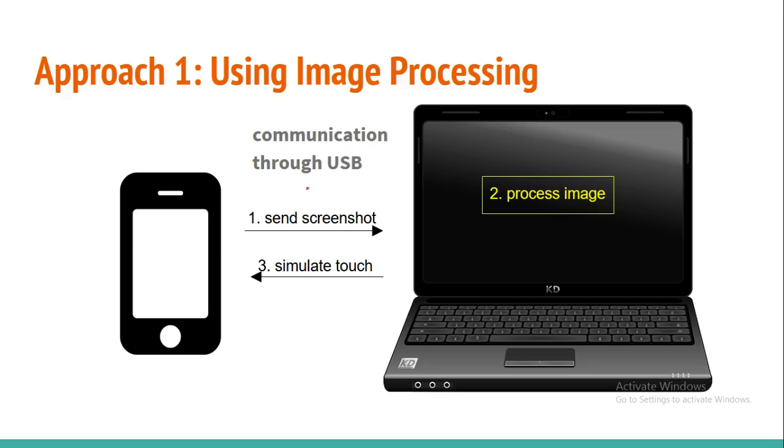Approach 1 is using image processing. This is the block diagram of how things go. This is how it works. You connect the phone to your laptop using a USB. So let's say that this is a USB connection, and it connects to your Android or iPhone.